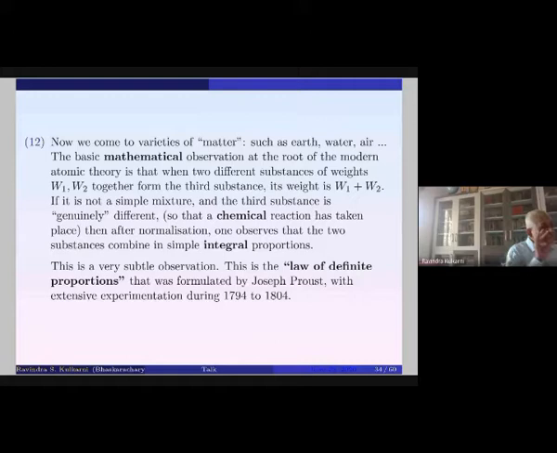This is the law of definite integral proportions that was formulated by the chemist Joseph Proust with extensive experimentation during 1794 to 1804. And John Dalton, who is credited with the atomic theory, came to that understanding too, and that was formulated in 1803.